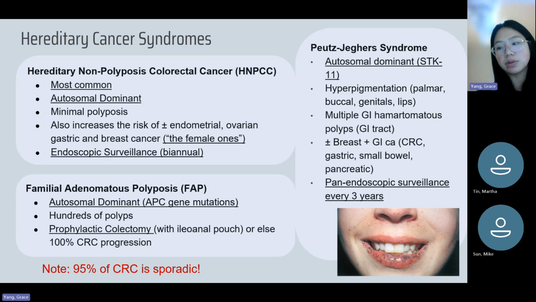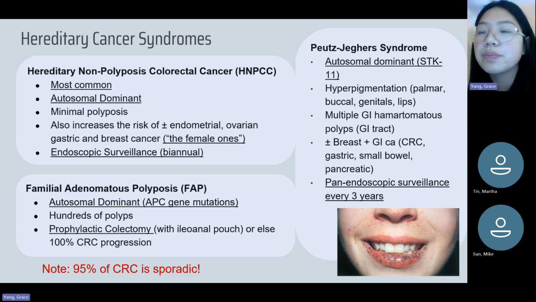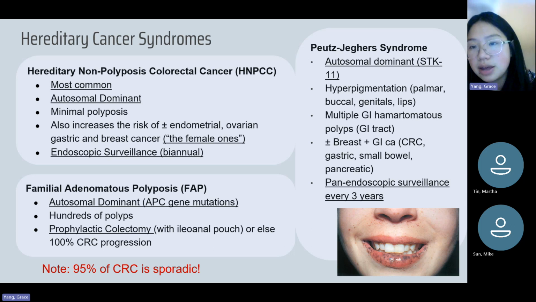And you get hundreds of polyps. Polyps are just projecting growths of tissue from the surface. So if they have FAP, you need to give them a prophylactic colectomy. Otherwise, it will 100% lead to colorectal cancer. Next one is, I never know how to say this, Peutz-Jeghers syndrome, which is also dominant, and it presents with hyperpigmentation. So like in this picture, on their lips, freckles, genitals.